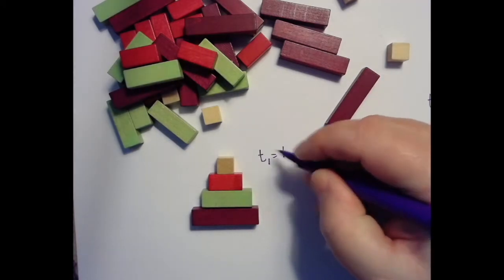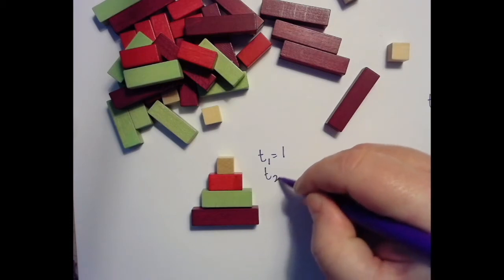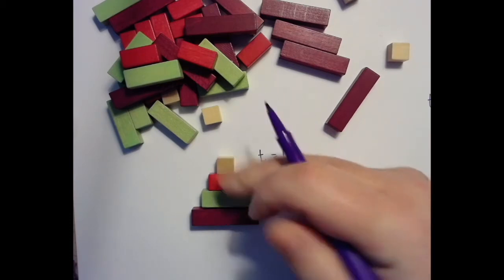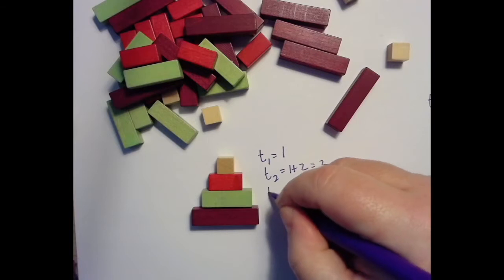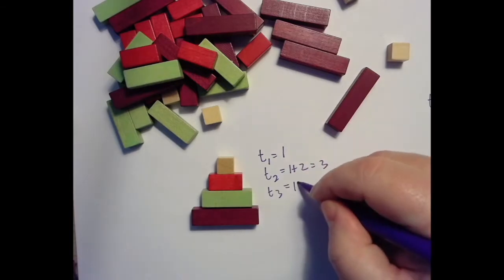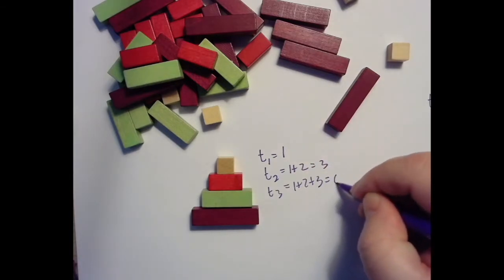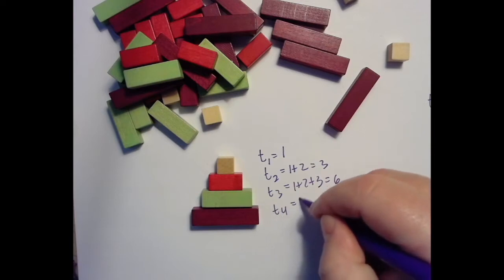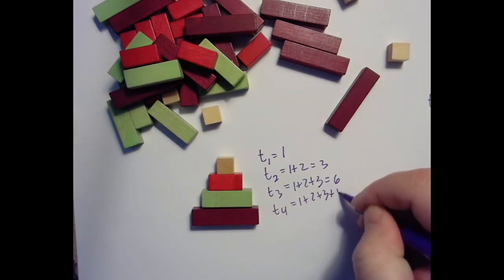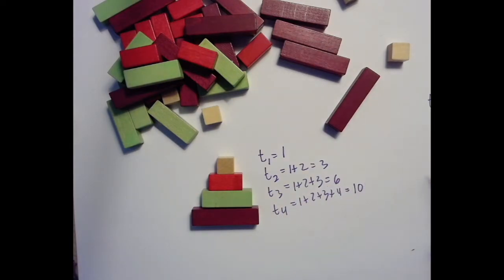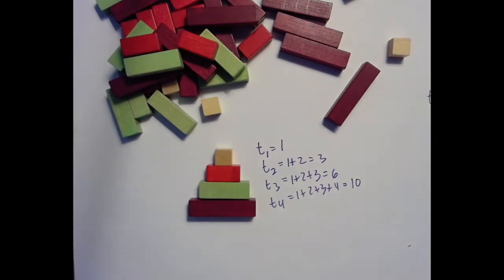T1 is just 1, because that's the first one. T2 would be 1 plus 2, which is 3. T3 is equal to 1 plus 2 plus 3, which is 6. T4 is 1 plus 2 plus 3 plus 4, which is 10, like that. Just like 10-pin bowling. So those are triangular numbers.